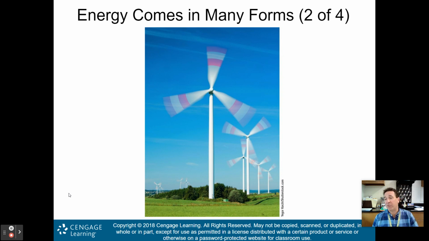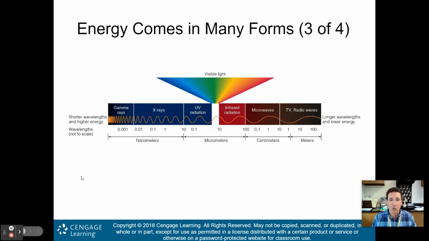We've just changed it from kinetic energy to electrical energy. This is the electromagnetic spectrum. Again, just different types of energy. Gamma rays, shorter wavelengths, have much more energy than TV and radio waves, which have a much longer wavelength, right? So again, different forms of energy here.